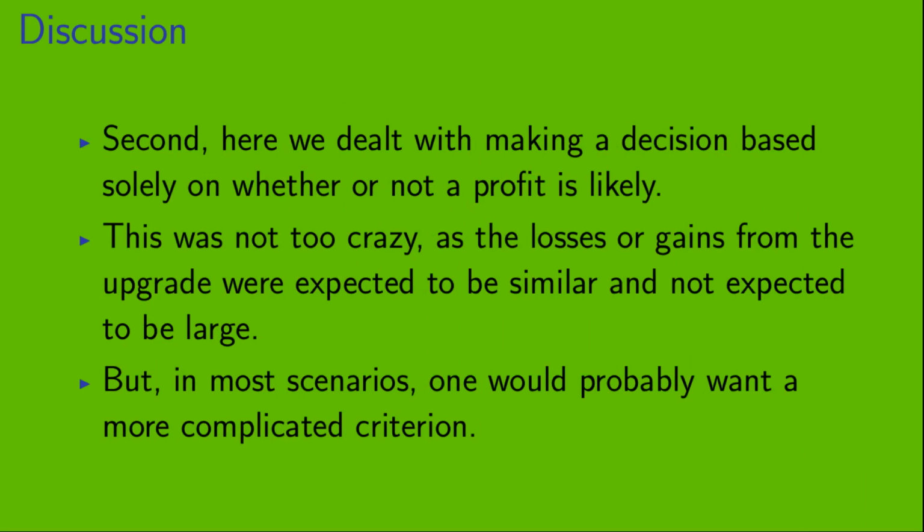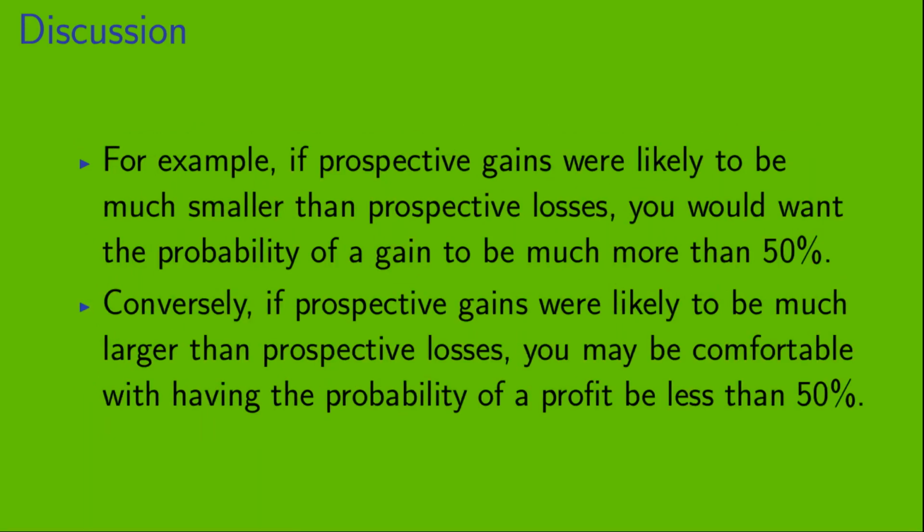Second, here we dealt with making a decision based solely on whether or not a profit is likely. This was not too crazy, as the losses or gains from the upgrade were expected to be similar and not expected to be large. But in most scenarios, one would probably want a more complicated criterion. For example, if prospective gains were likely to be much smaller than prospective losses, you would want the probability of a gain to be much more than 50%. Conversely, if prospective gains were likely to be much larger than prospective losses, you may be comfortable with having the probability of a profit be less than 50%.